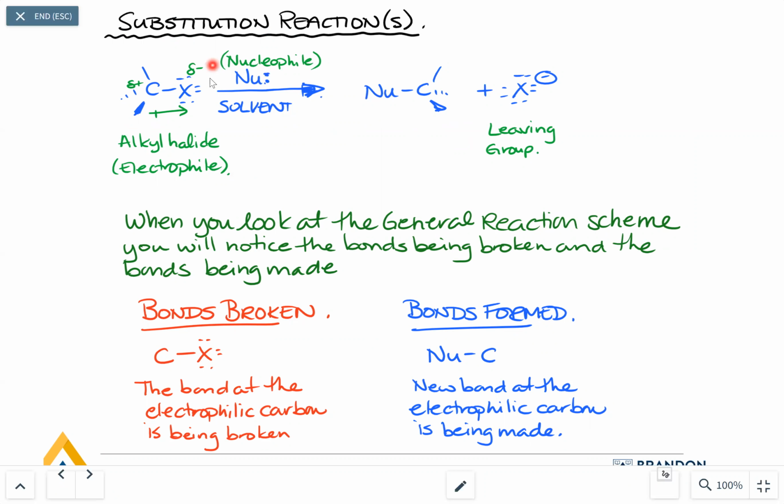So here, the first thing we're going to need to look at is basically the mechanism of how this reaction works. So if this is our overall reaction, two things are taking place. One is that we're breaking the carbon halogen bond, or C-X bond in this case. The other thing is that we're making a nucleophile carbon bond. So we're making a bond here, and we're breaking this bond here. So we're breaking the carbon X bond. Remember, carbon's the electrophile here. And we are making a nucleophile carbon bond.